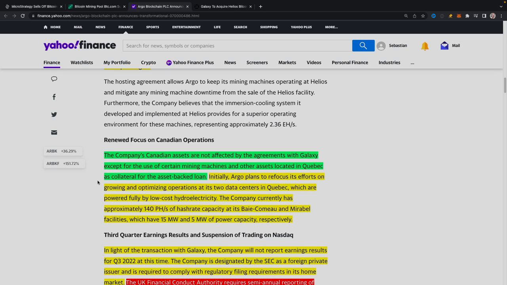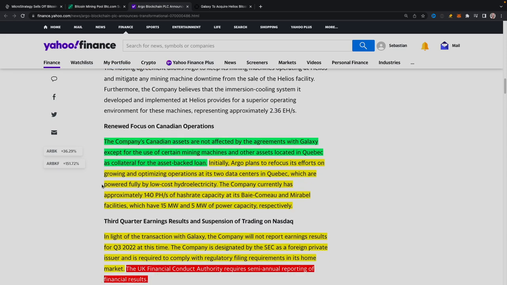I'm not going to be able to pronounce that, BC, and Mirabel facilities, which have 15 megawatts and 5 megawatts of power capacity, respectively. So that's not a lot of power, but they do have potential to grow that a little bit here. Third quarter earnings, this is a little bit disappointing here.